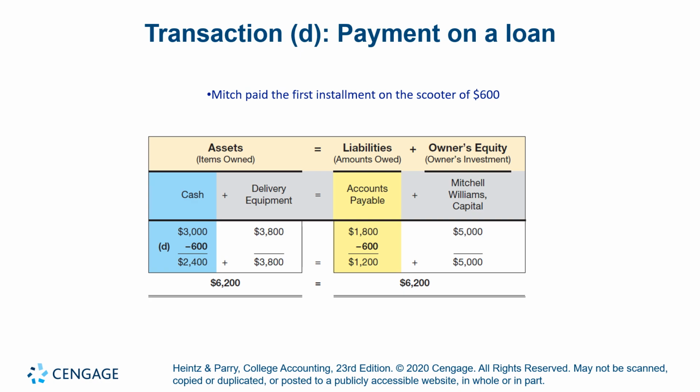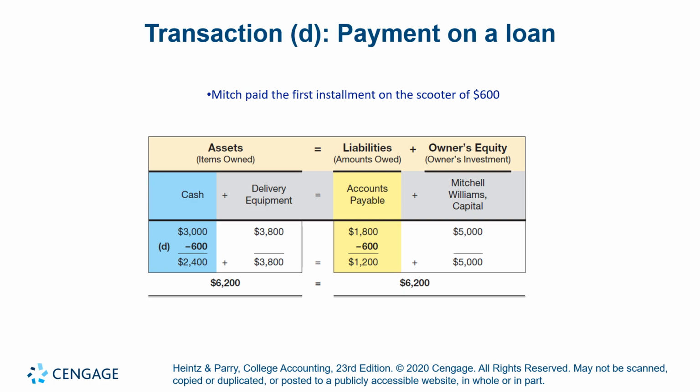In transaction D, we're going to look at a payment on a loan. So Mitch paid the first installment on the scooter of $600. Okay, so our liabilities are going to come down, right? So we don't owe $1,800 anymore. We now owe $1,200. So we are going to put in there for transaction D, 1,800, we're going to put minus 600. Now our new total of the amount that we owe for that scooter is 1,200.